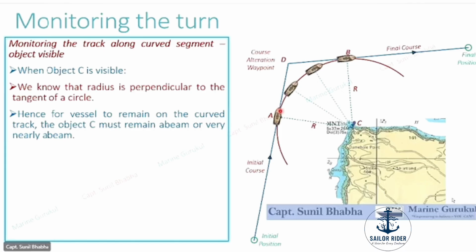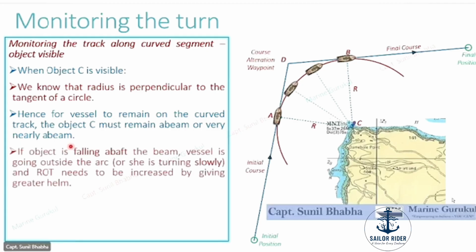So you can see at all these intermediate positions, if the lighthouse stays abeam or very nearly abeam, it ensures that the vessel is moving on the planned curved path. Hence, for the vessel to remain on the curved track, the object C must remain abeam or very nearly abeam.